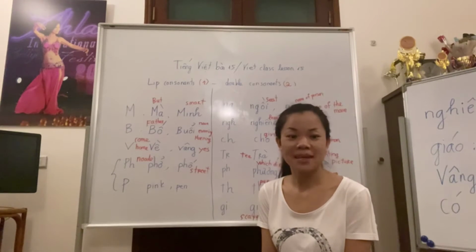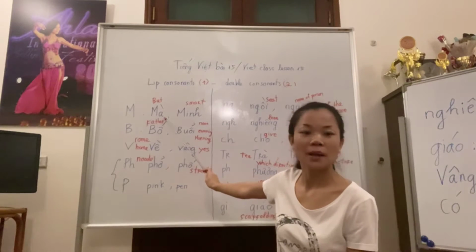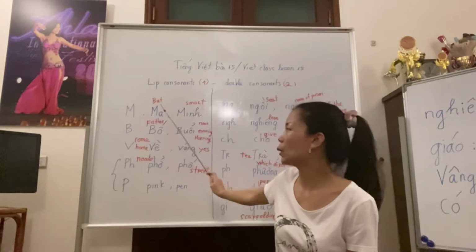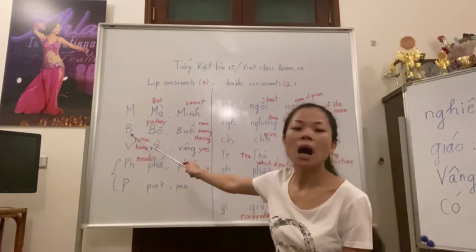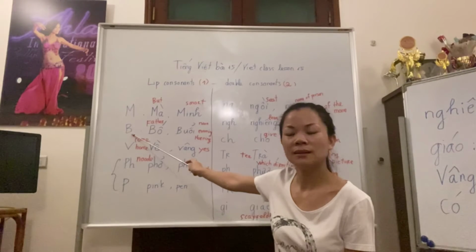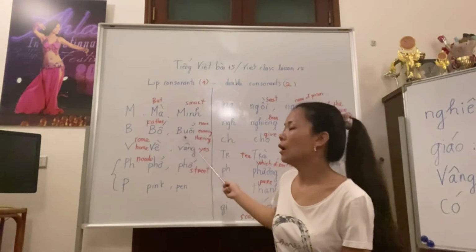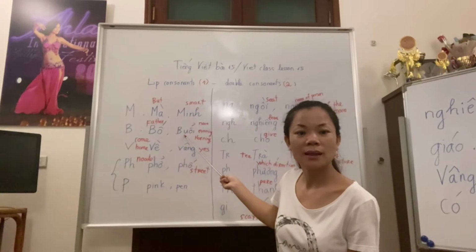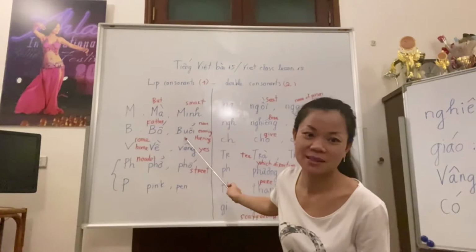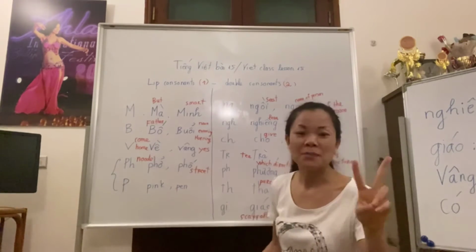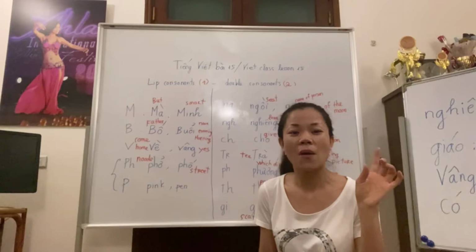So let's read after me. Mờ. Very good. Mà. Wonderful. Mình. Good. Bờ. Bố. Buổi. Very good. You have improved very well. This is a very, very difficult word in Vietnamese. We need to use the same time together, and then the tone mark. Make sure of the lip consonant b, and then the long vowel, buổi.